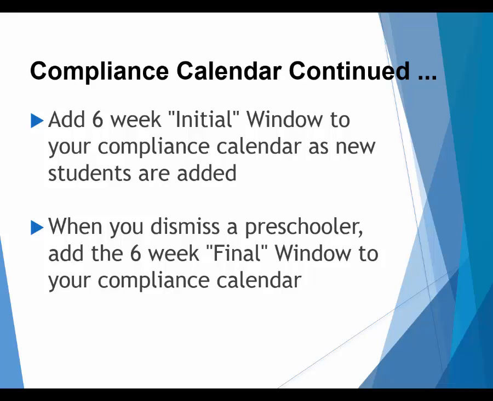When you enroll a new preschooler after an eligibility conference, add the 6-week initial window to your compliance calendar, but remember, you can always start early. When you dismiss a preschooler, add a 6-week final window to your compliance calendar. You can always start early on this window as well.